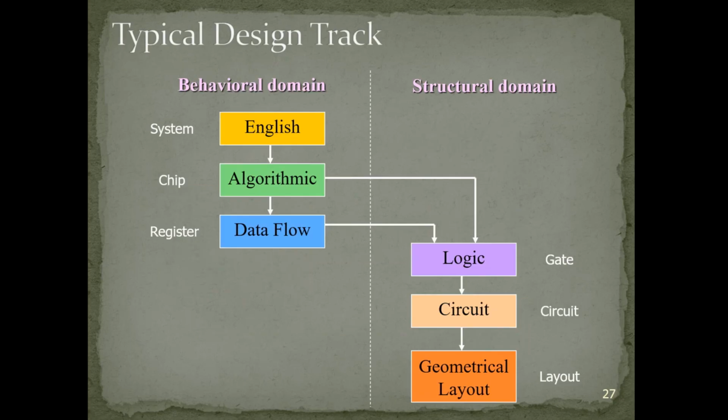And you can also see here the typical design track that we tend to follow. So generally, where we're operating at system, chip, or register level, that tends to be behavioral domain related. While when we operate at gate, circuit, or layout for the physical domain, that tends to be more closely related to structural designs. Sometimes it's not quite that clear cut, but that's generally how things relate to describing based on behavior versus describing based on structure.